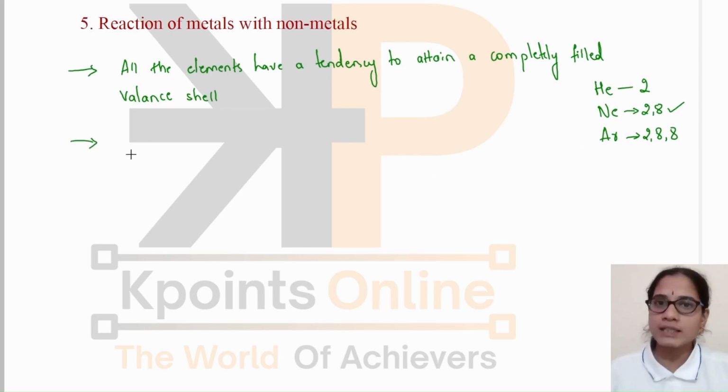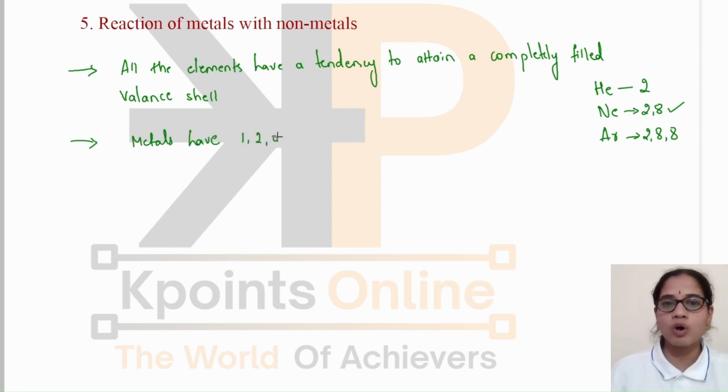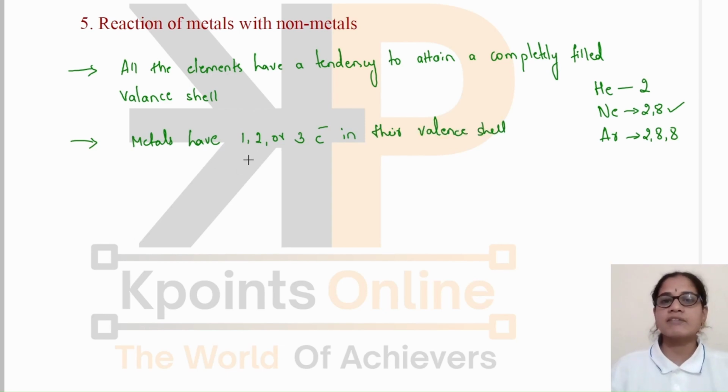Then when it comes to other elements, the valence shell is not complete, because of which all these elements always have a tendency to attain a completely filled valence shell. Let us have a look into the metals. Metals have either 1, 2 or 3 electrons in their valence shell. So it is easy for them to lose those electrons in order to attain the completely filled valence shell.